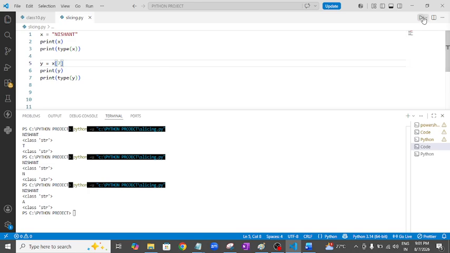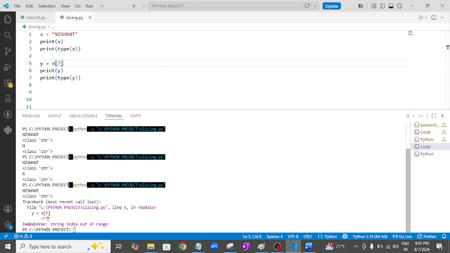Can you give me the seventh index? Nothing but immediately, sir. Just now I explained to you. You can't give out of range numbers. Your length itself is 7. Now you are giving 7. If you say 7 minus 1, sir, I can give you the last index.